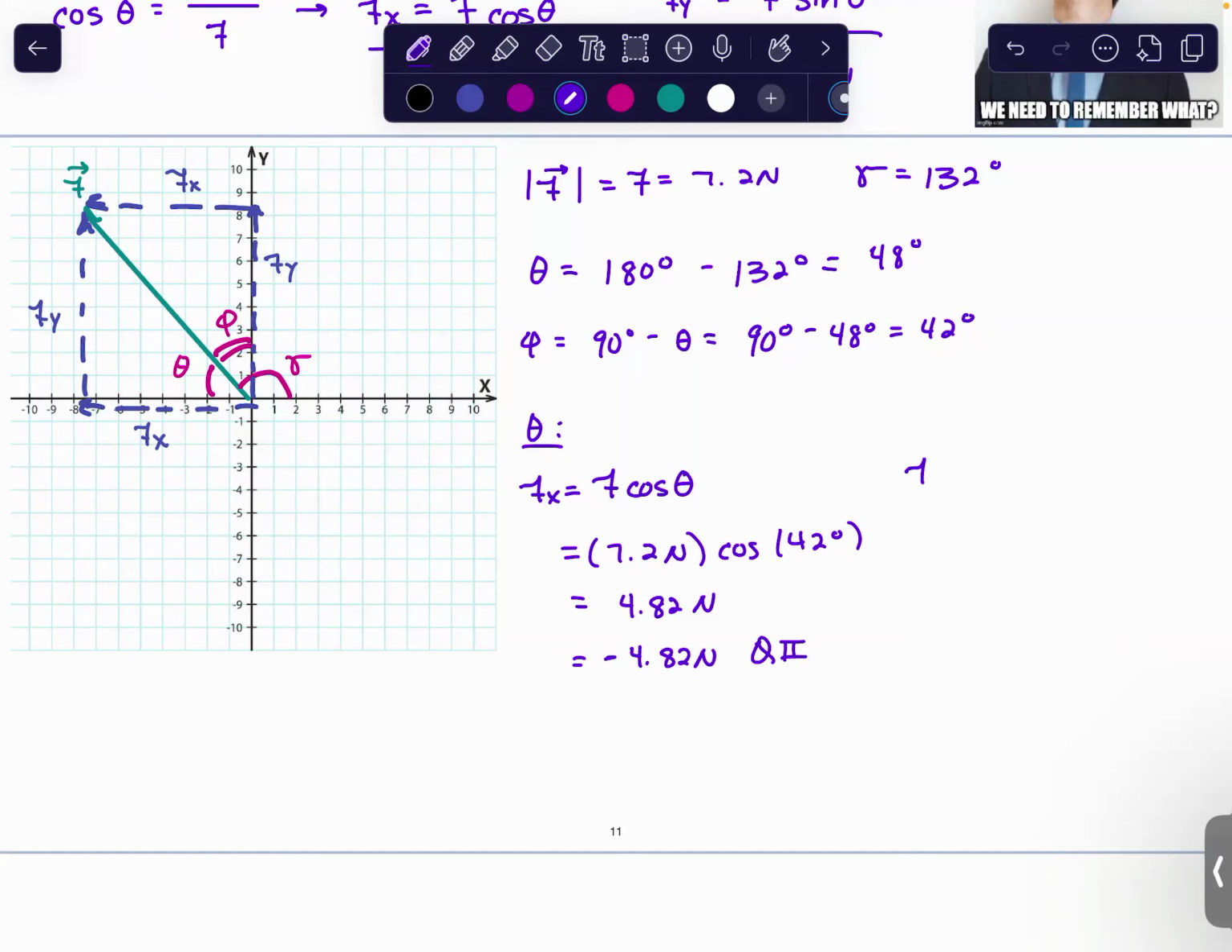Your Fy is going to get the sine function. Another way you can think about this is if you figure out which function one of the components gets, the other component gets the other function. So it's like, well, I know x gets cosine, so y has to get sine. And this is going to give you 5.35 newtons. We leave that one positive because your y component is pointing up.